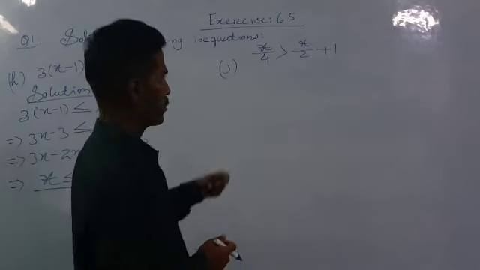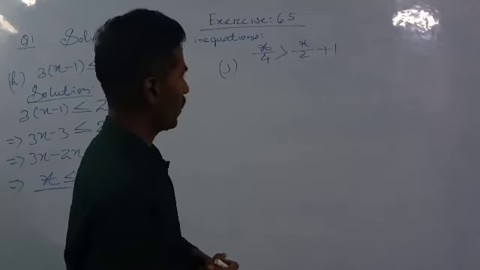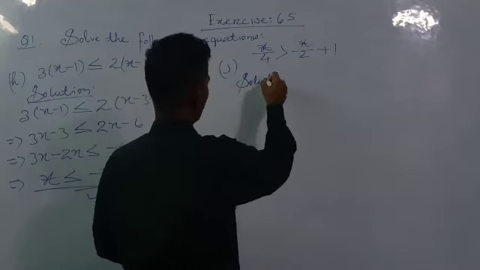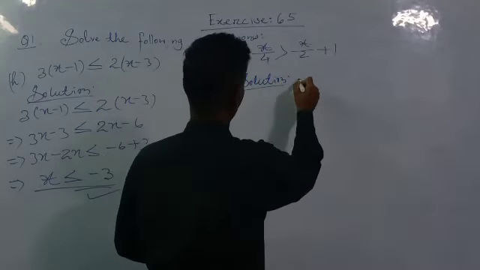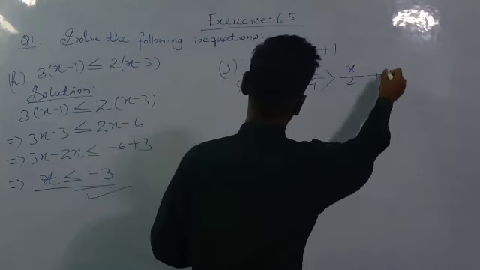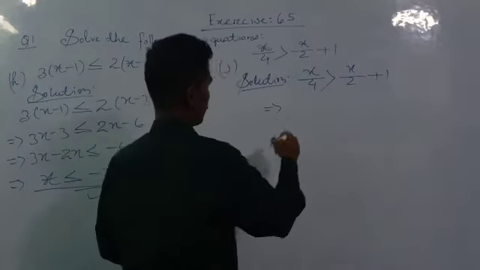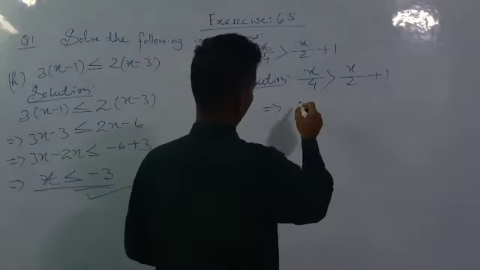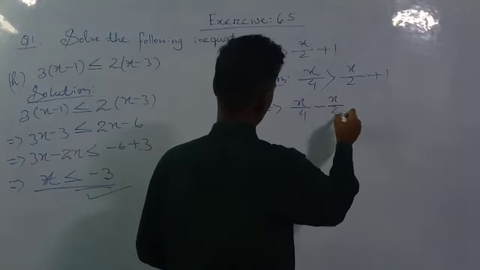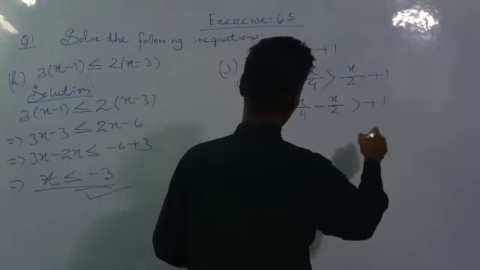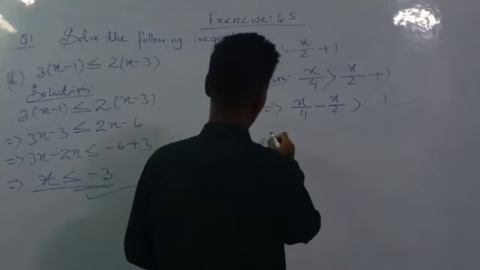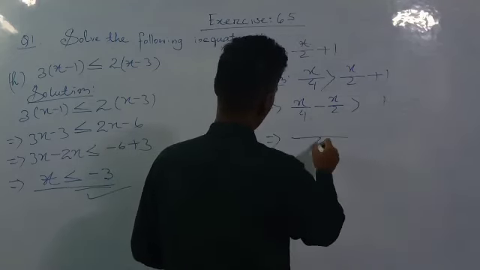Well, now let us solve sub question J, that is x by 4 larger than x by 2 plus 1. Solution: x by 4 larger than x by 2 plus 1. In the following step, x by 4 minus x by 2 larger than 1. Now the LCM of 4 and 2 is 4.